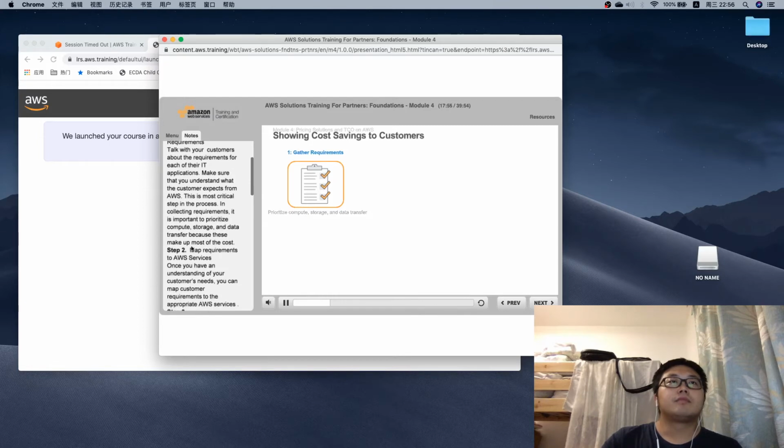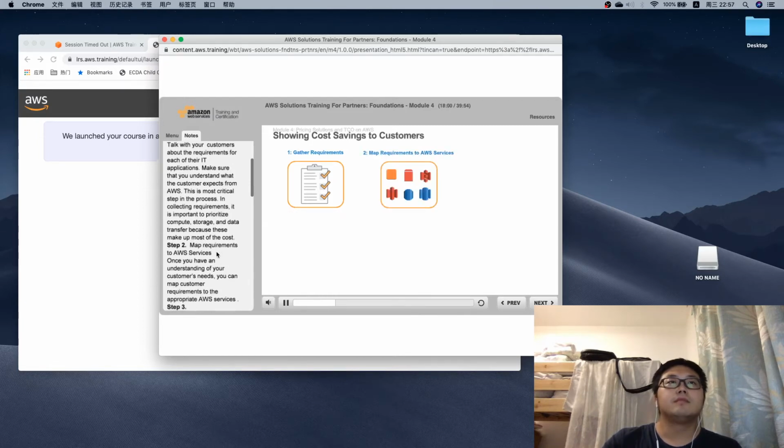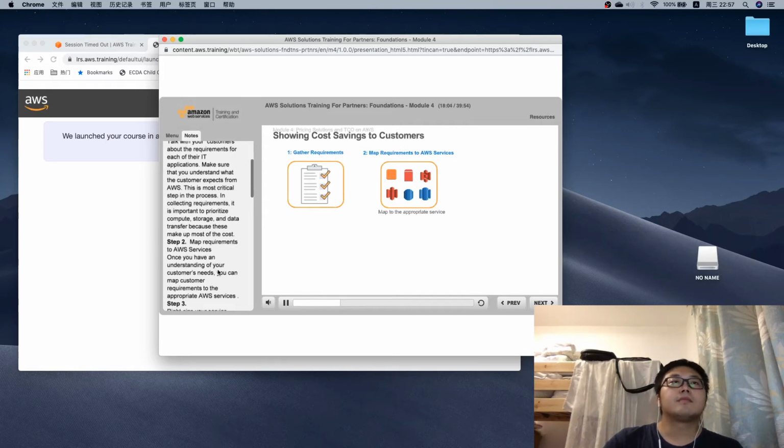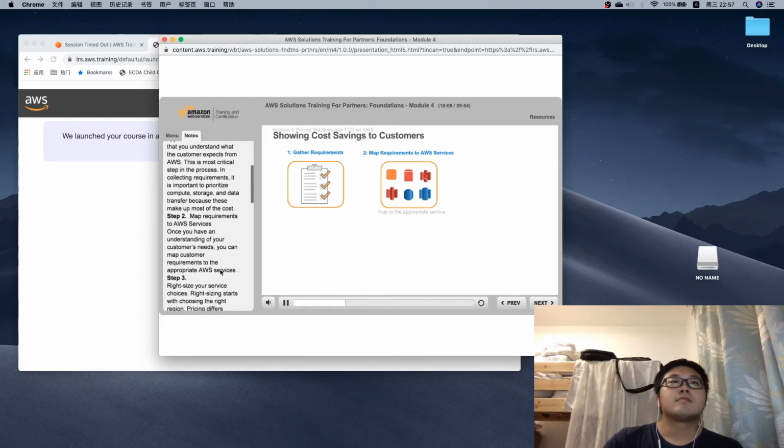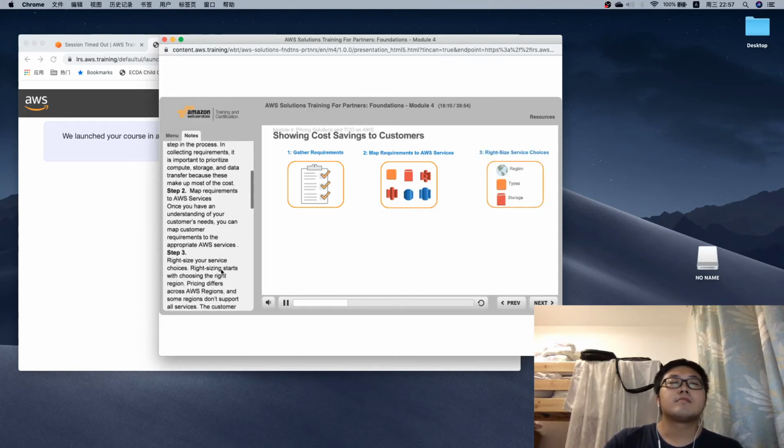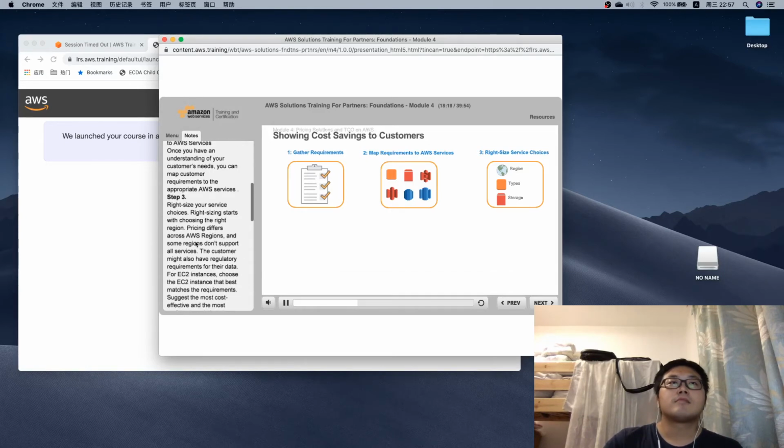Step 2. Map requirements to AWS services. Once you have an understanding of your customer's needs, you can map customer requirements to the appropriate AWS services. Step 3. Right-size your service choices. Right-sizing starts with choosing the right region. Pricing differs across AWS regions, and some regions don't support all services.